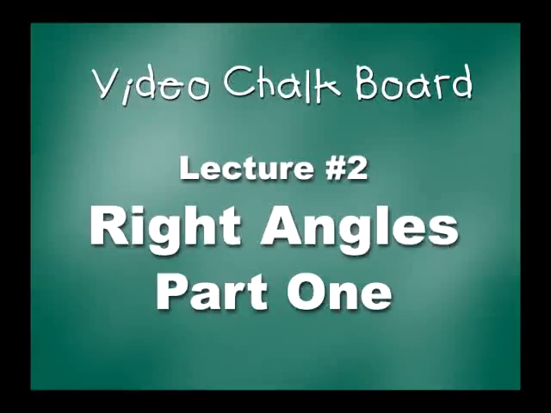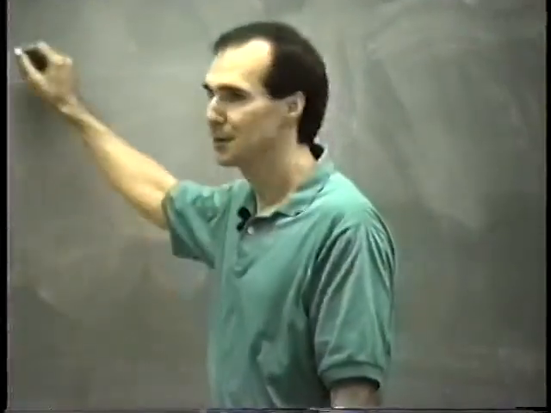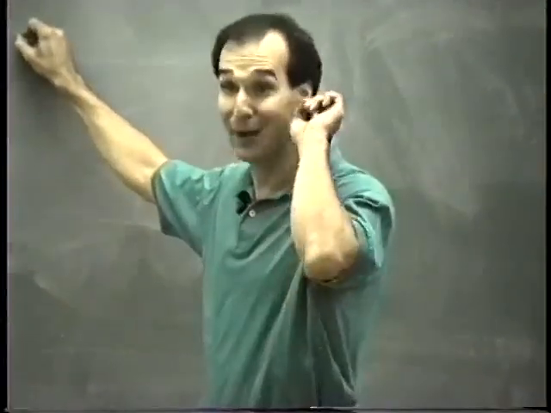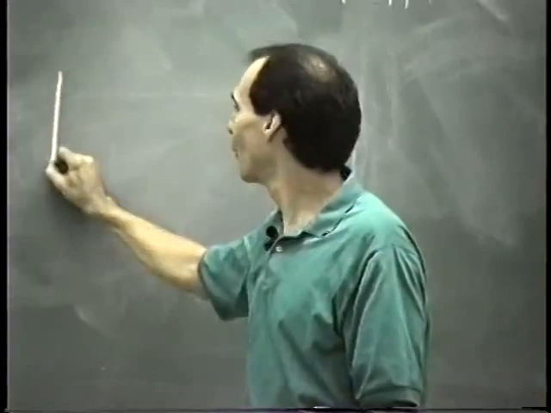What's a right angle? 90 degrees. Which means, in layperson's language, what? An L? Yeah, okay, good. An L, or squared up.